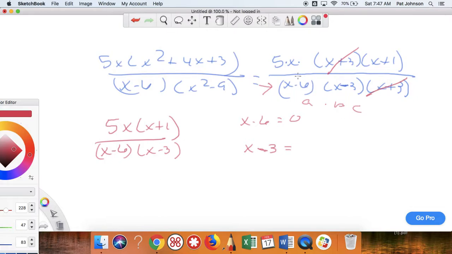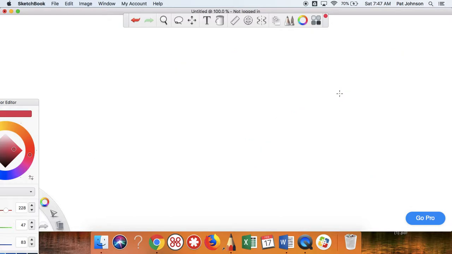So we have to find out what will make each expression equal 0. So we set them all equal to 0, and we solve and get x equals 6, x equals 3, and x equals -3. So we have to know that this expression will be undefined at these 3 values. If x is any of these, it will make the factor 0, which would make the whole denominator 0. Okay, so let's look at example 2.